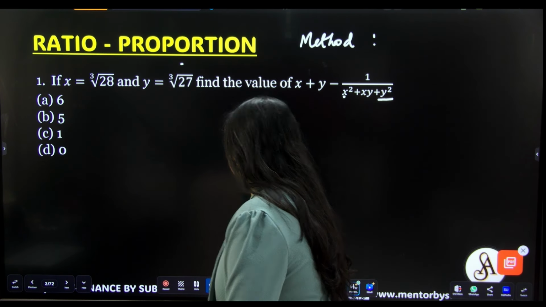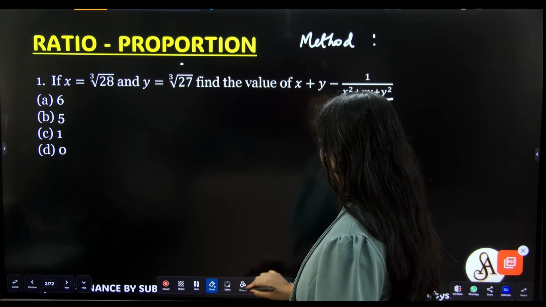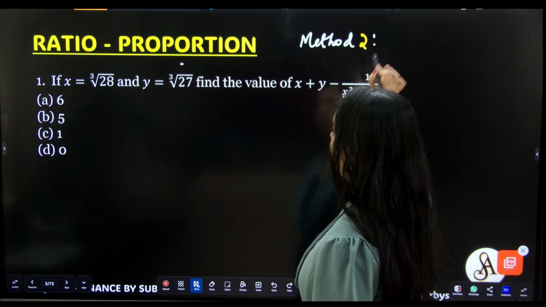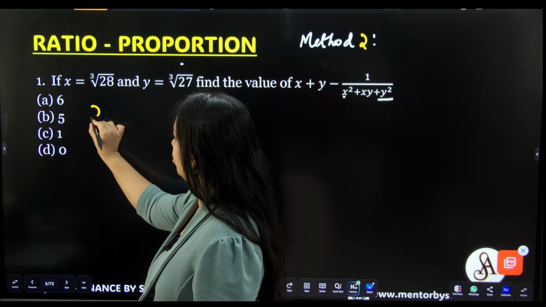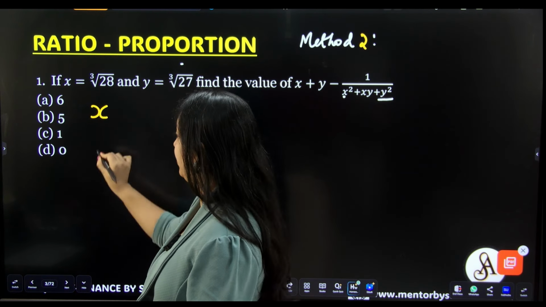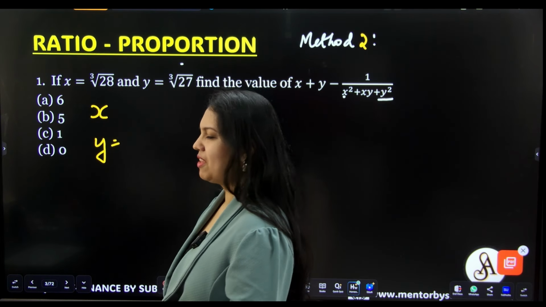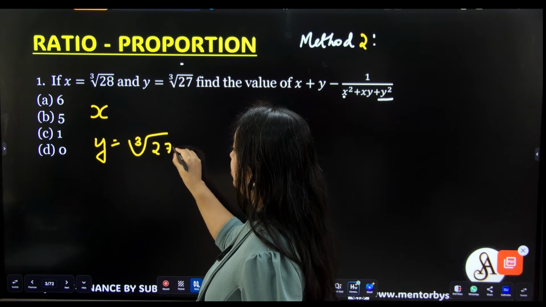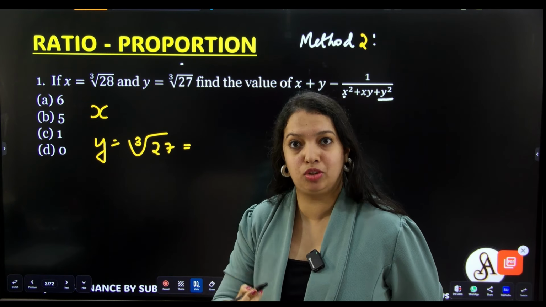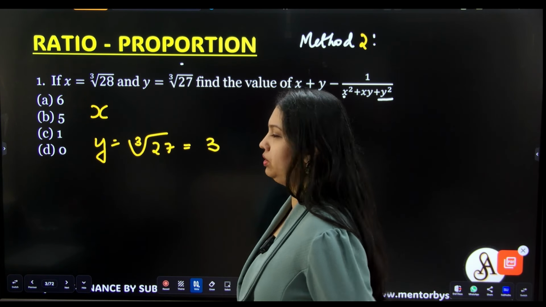Method number 2. I would call this a shortcut method because we can directly do it on the calculator. First, we will take the value of x. Next, we will calculate the value of y. The y value is very easy. Cube root of 27. We know that 3 cube is 27. Cube root of 27 is equal to 3.